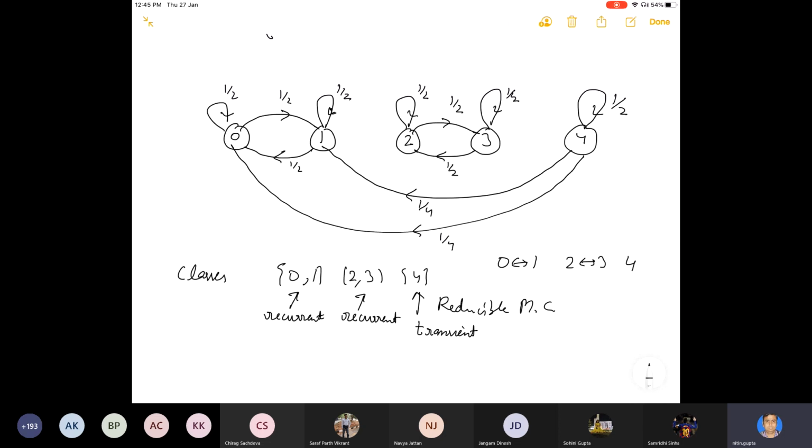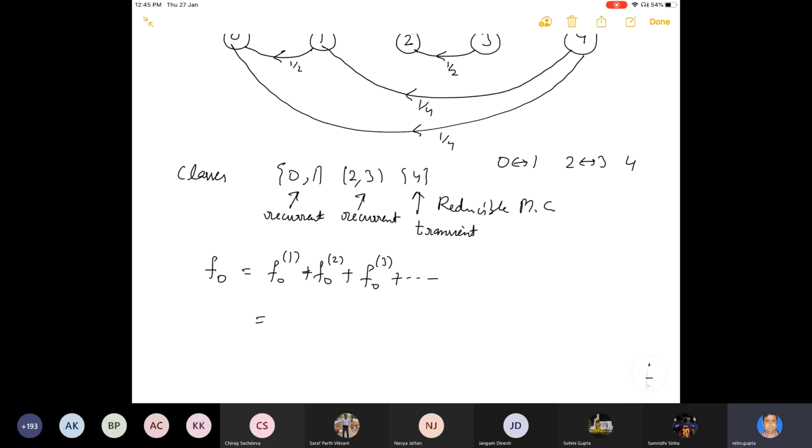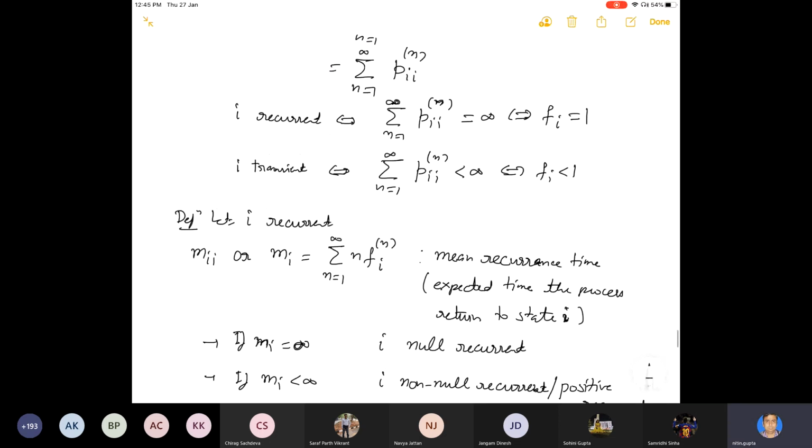Now this is using basically the argument of seeing the diagram, but you can prove it mathematically also. At least once we have to see that this happens. So let us see for state 0. What we have to find out? We have to find out f0 basically. f0 should be 1. So f0 is f_01 plus f_02 plus f_03 plus so on. So f_01 means starting from state 0, you will visit state 0 for the first time.